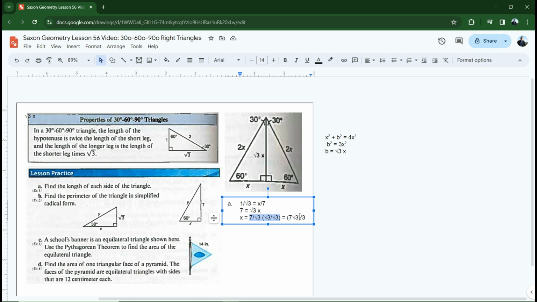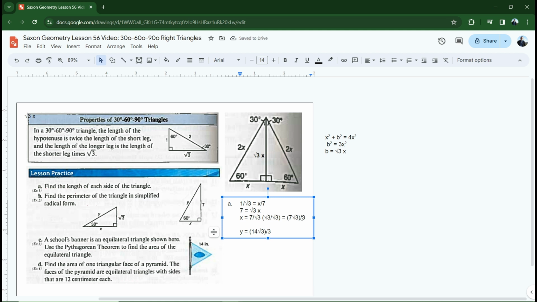All right, so that's the first part of letter A. Now I need to figure out what the long side is. The long side, y, is just going to be 2 times the short side. So instead of 7 times the square root of 3 over 3, it's going to be 14 times the square root of 3 over 3. Okay, I'll actually copy this, and then we'll do that. And that is going to be the answer to my question.